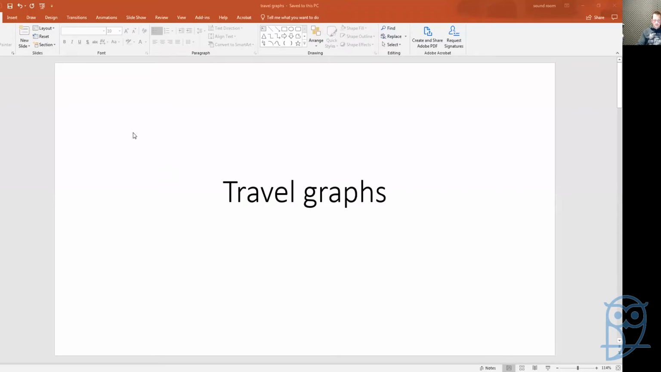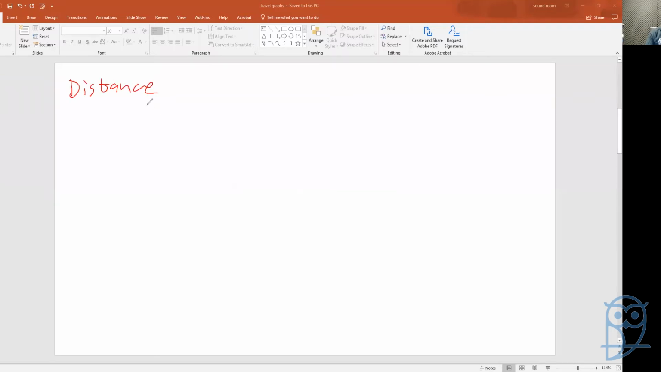So, travel graphs. There are a few things that we need to remember about travel graphs from Foundation 1. Starting with, and let me write this in red, we need to know what is distance. Well, distance is essentially how far we are going. If you guys have any questions, I have the chat open, so feel free to type it in the chat.